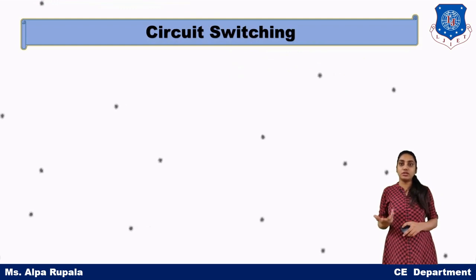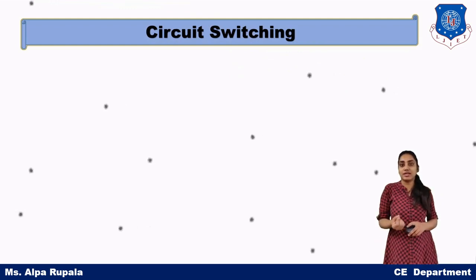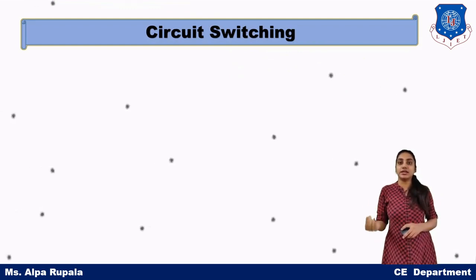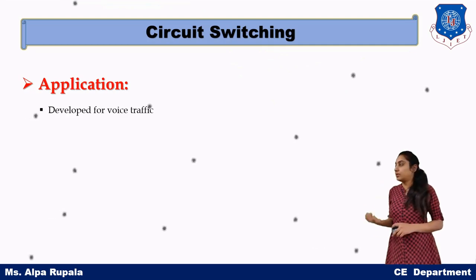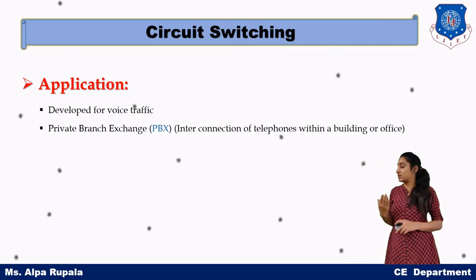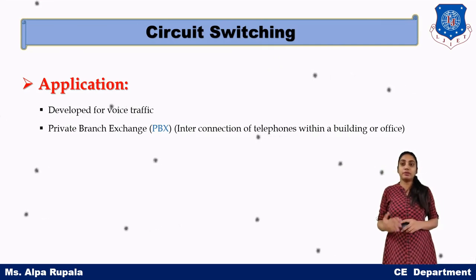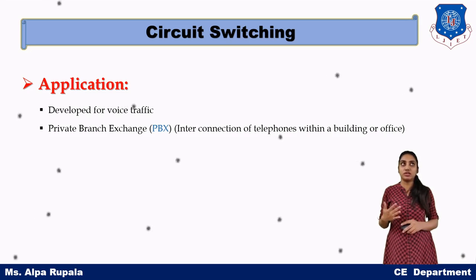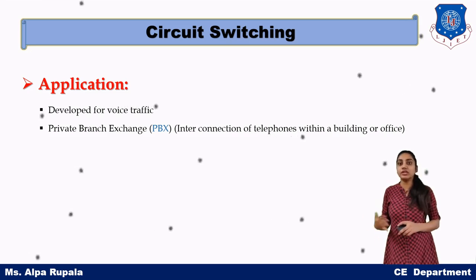The basic fundamental of circuit switching is that it has a dedicated connection. Applications where we can use it are basically voice traffic, a private branch exchange, that is PBX, and another interconnection, the intercom.